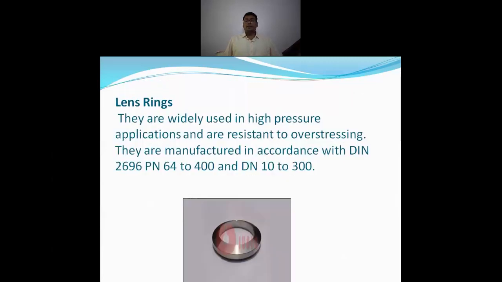Now in the general case, once a gasket is used, it will not be used again, because once it is deformed, once it is made to flow, it is not able to work with that sustainability. So every time you change or open the flange, you have to replace the gasket. This lens type gasket is widely used in high pressure applications and is resistant to overstressing.